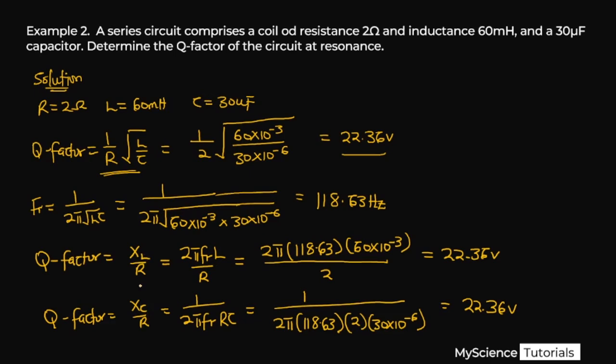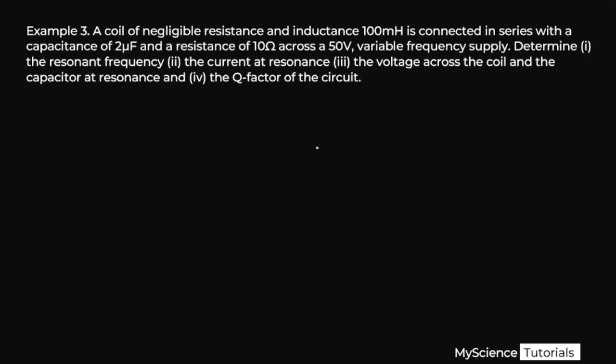So let's look at one more example. We have a coil of negligible resistance and inductance 100 millihenry connected in series with a capacitance of 2 microfarad and a resistance of 10 ohms across a 50 volt variable frequency supply. We are to determine the resonance frequency, the current at resonance, the voltage across the coil and the capacitor at resonance, and then the Q factor of the circuit.